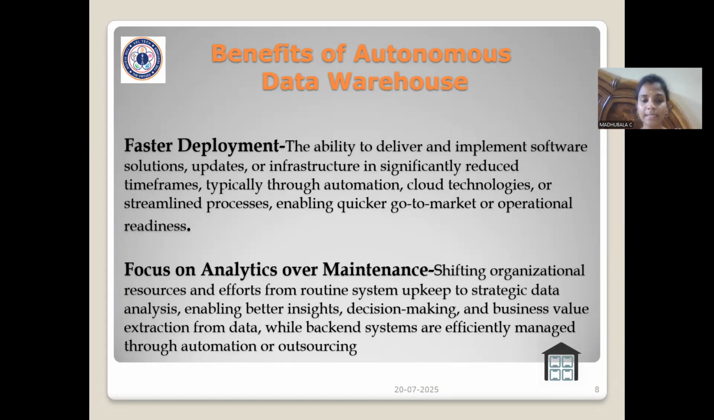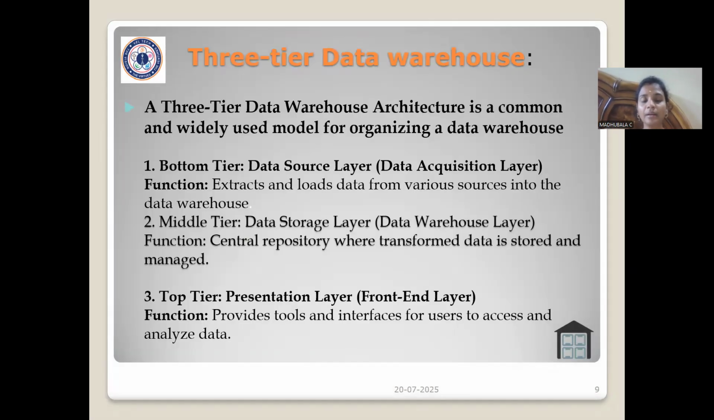Focus on analytics over maintenance: shifting organizational resources and efforts from routine system upkeep to strategic data analysis, enabling better insights, decision making and business value extraction from data, while backend systems are efficiently managed through automation or outsourcing. And here we are going to look at three-tier databases.